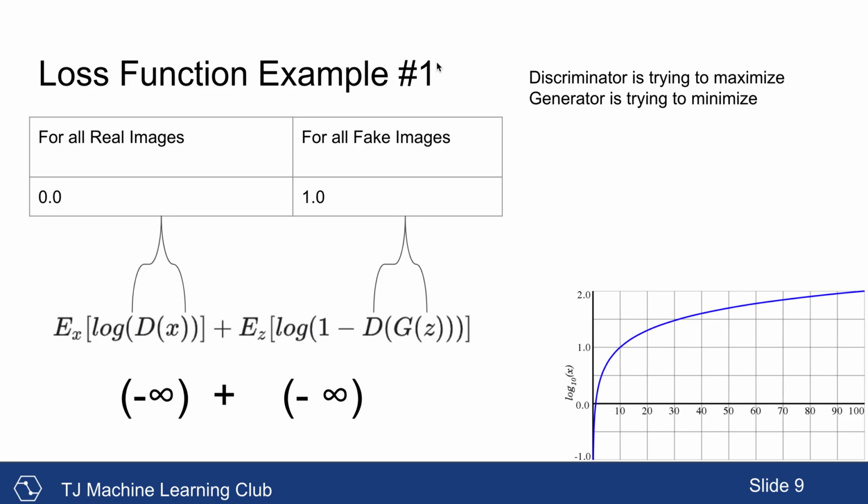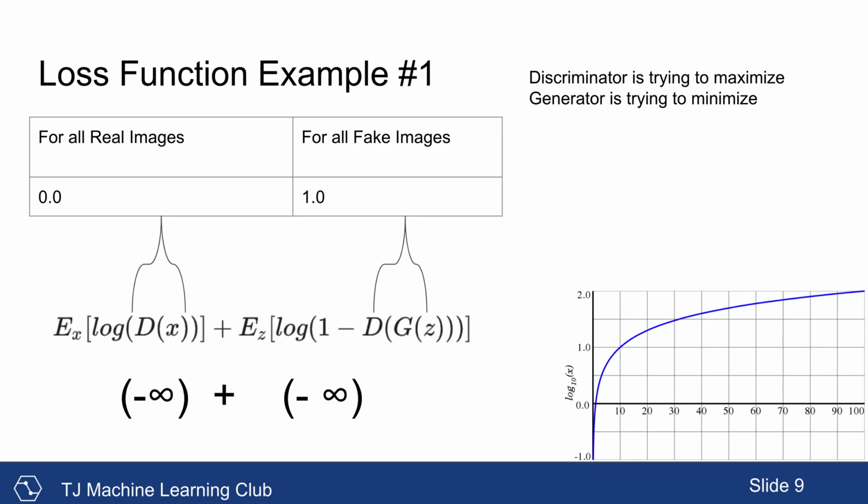So in this example, this is basically a worst case scenario for the discriminator and a best case scenario for the generator. Just to recap, I mentioned that for the discriminator, for all real images, we should assign a probability of 1, and for all fake images, we should assign a probability of 0. So let's say that for all real images, instead of assigning 1, we assign 0, which is the exact opposite of what we're trying to do. And we do a similar thing for all the fake images. Instead of assigning 0, we assign a probability of 1. So this is about as bad as you can get if you're the discriminator.